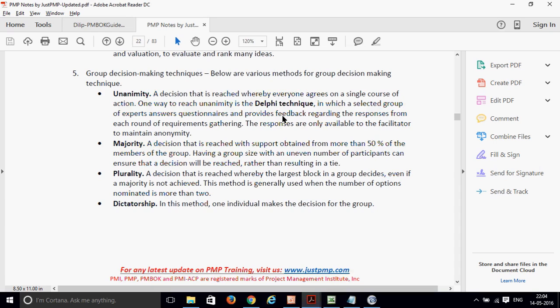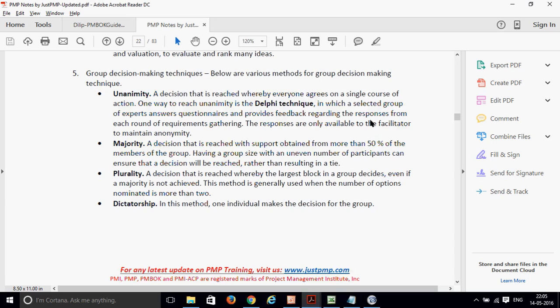The Delphi technique is known as an anonymity technique, in which a selected group of experts answer questions and provide feedback regarding the responses from each round of requirements gathering. Responses are only available to the facilitator to maintain anonymity. So in this case, people are given options and they vote. They give their decision: okay, I want to go ahead with this.